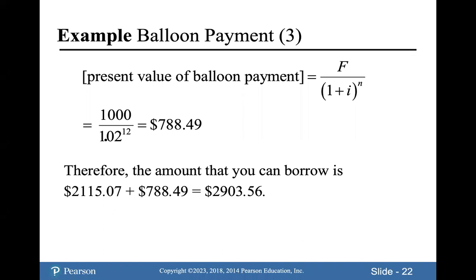That comes out to 1,000 divided by 1.02 to the power 12, which is $788.49. Therefore, the amount you can borrow is $2,115.07 to cover the quarterly $200 payments, plus $788.49 to cover the balloon payment, for a total of $2,903.56.